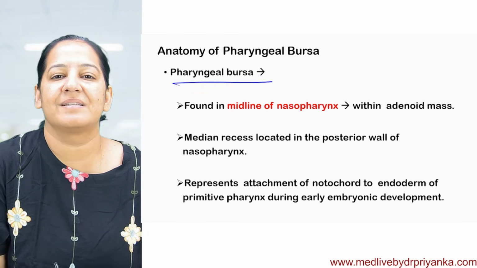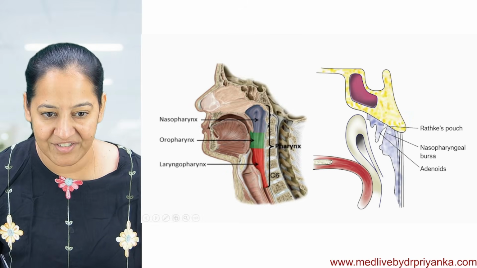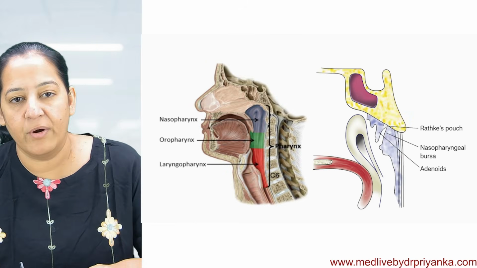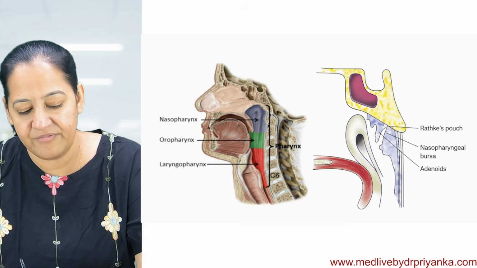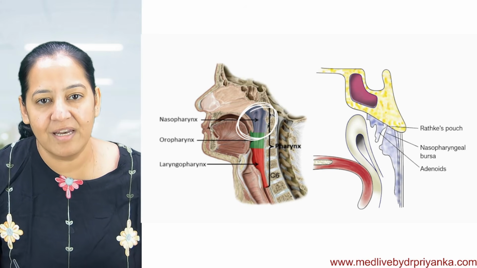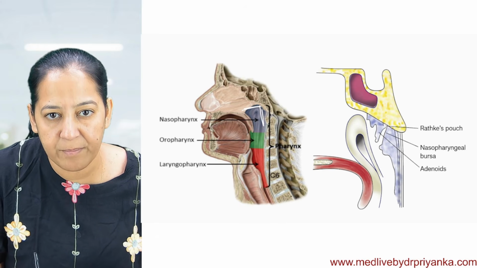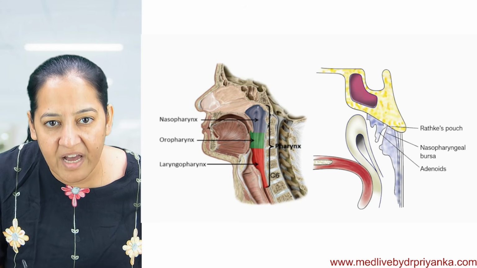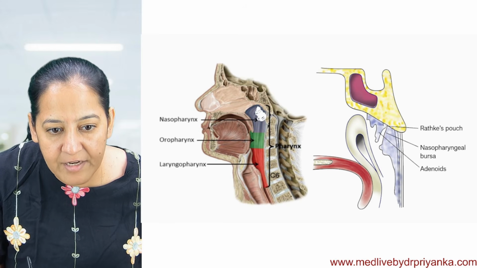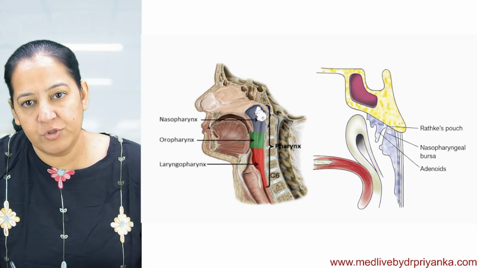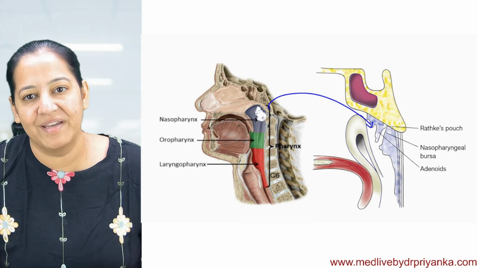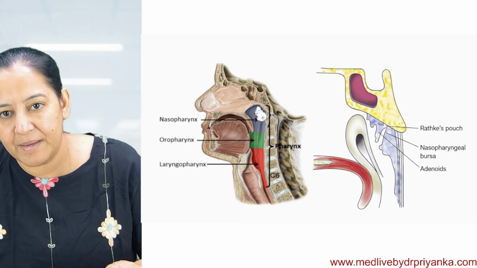So what is pharyngeal bursa? You tell me what is pharyngeal bursa. Where is adenoid? Where is adenoid present? Adenoid is present in the nasopharynx. Can you see the nasopharynx? This is nasopharynx. In the nasopharynx, at the junction of the roof and posterior wall, we have the adenoid over here. This is adenoid. Let me zoom it out, this portion. Okay, so here is the adenoid. Can you appreciate this is the same adenoid?